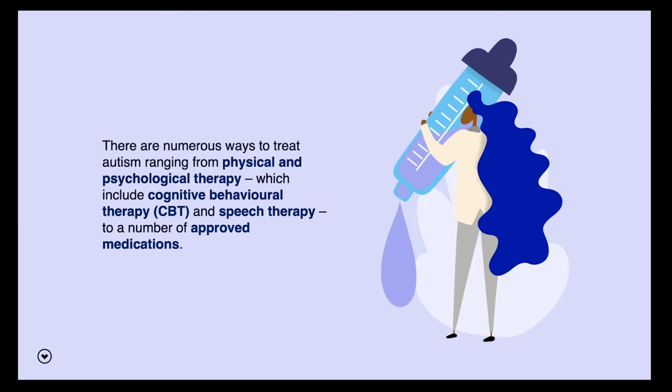I think the number one approach to autism currently is physical and psychological therapy. CBT, cognitive behavioral therapy, for example, is quite a common approach, as well as speech therapy. Speech therapy was often applied for people with Asperger's syndrome as well, where you develop certain speech patterns, and it's difficult to pronounce or articulate yourself in a way that other people can easily understand. Speech therapy basically helps with that. And obviously, there are a number of different types of approved medications.